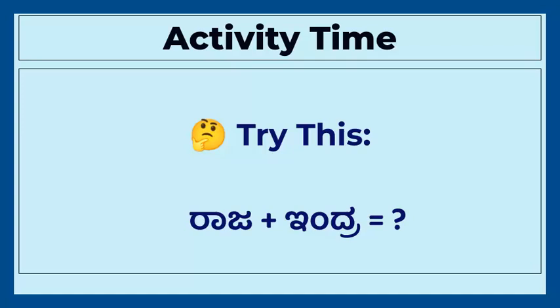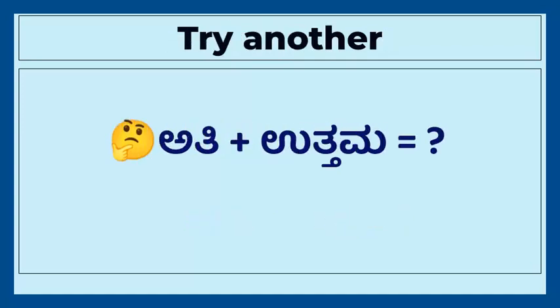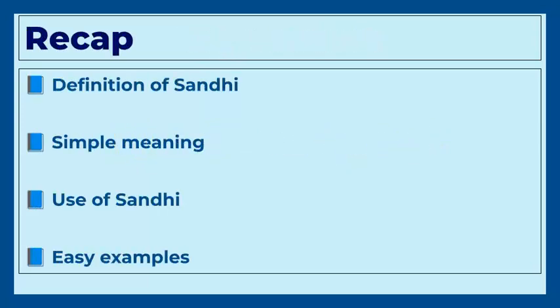Now activity time. Can you try this? What happens when Raj plus Indra join? Correct answer. It's Rajendra. Now I have a small question for you. Can you guess what happens when Ati plus Uttama? Write your answer in the comments. Let's see how many of you get it right.